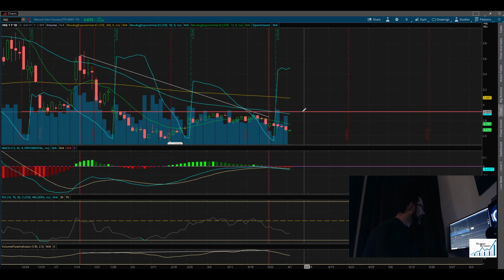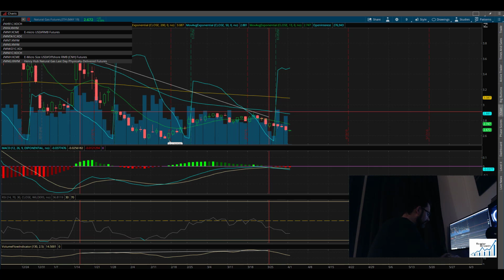See how we do when we get back up into this 290 area, maybe to take another rejection or to go long if we shore up maybe a bottom here. But for now, I'm not really interested in natural gas. I think there's too many unknown factors.